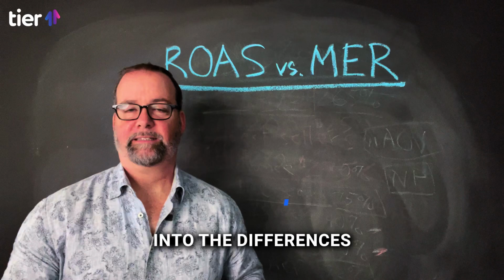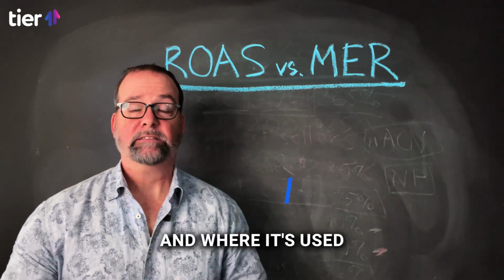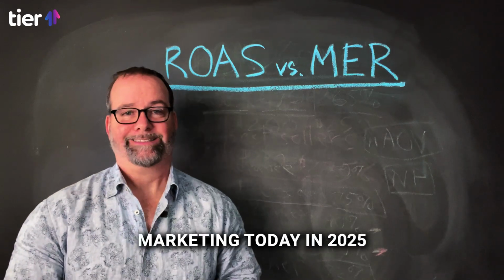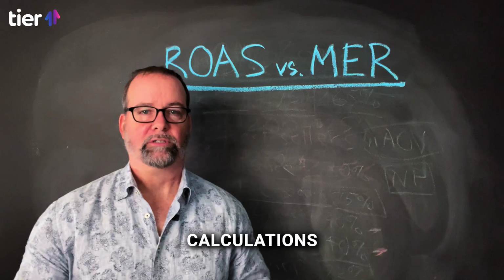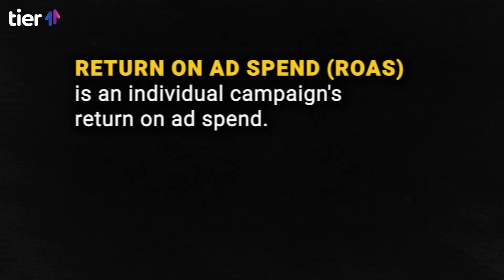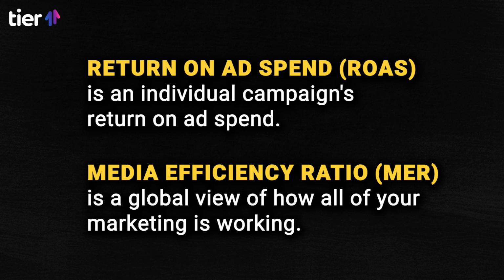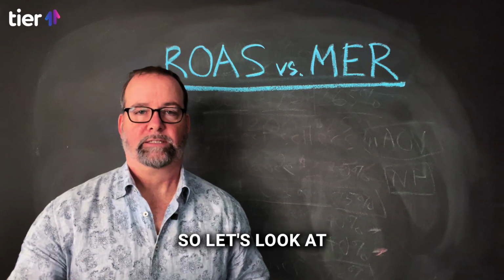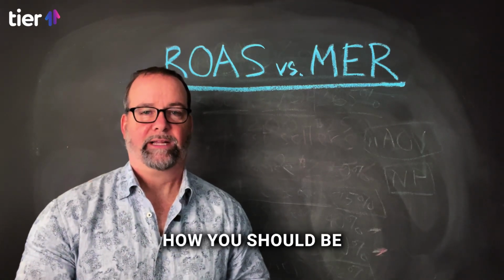Okay, so before we get into the differences between the two, let's define what each one is and where it's used in digital marketing today in 2025. So ROAS and MER are both just simple calculations. ROAS, from a large big picture standpoint, is an individual campaign's return on ad spend, whereas MER is a more global view of how all of your marketing is working.